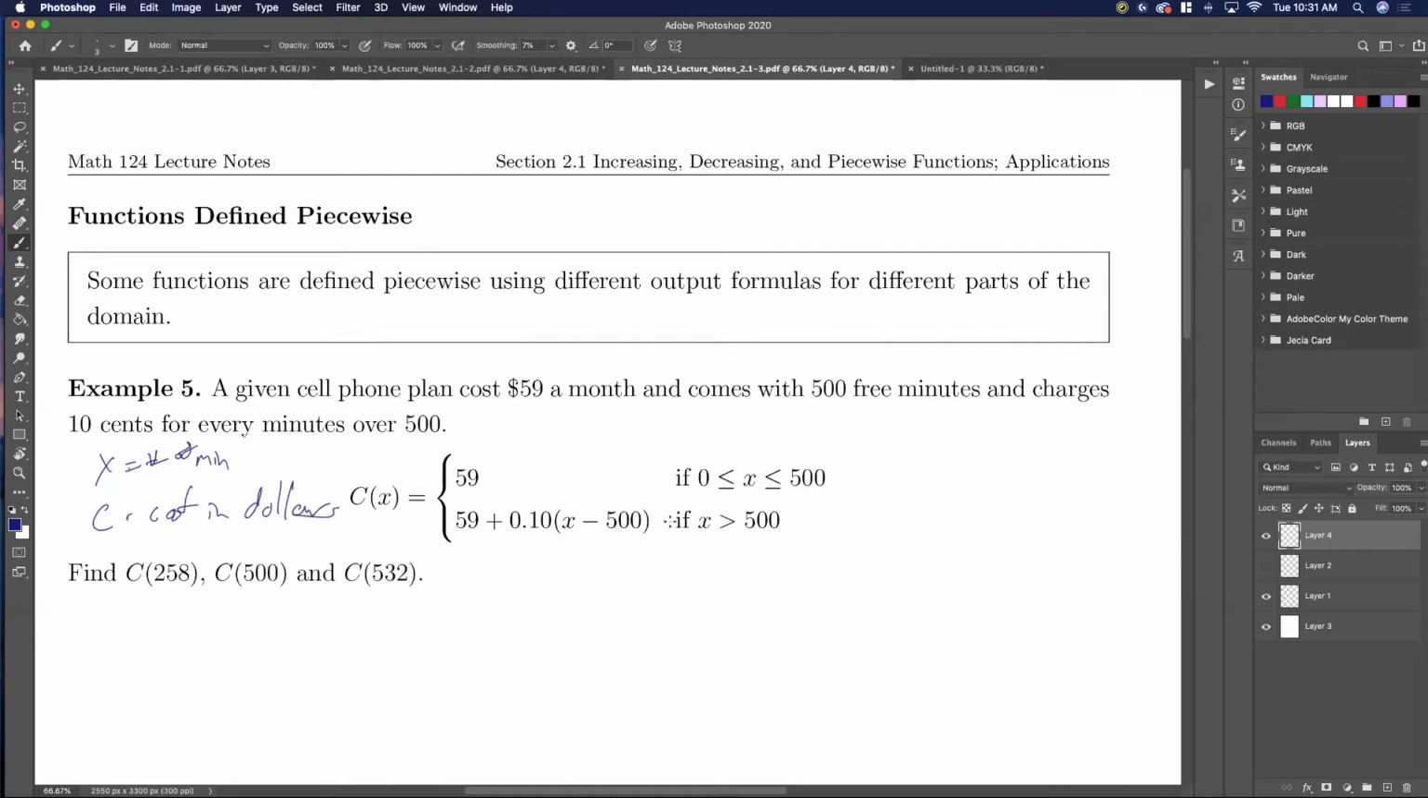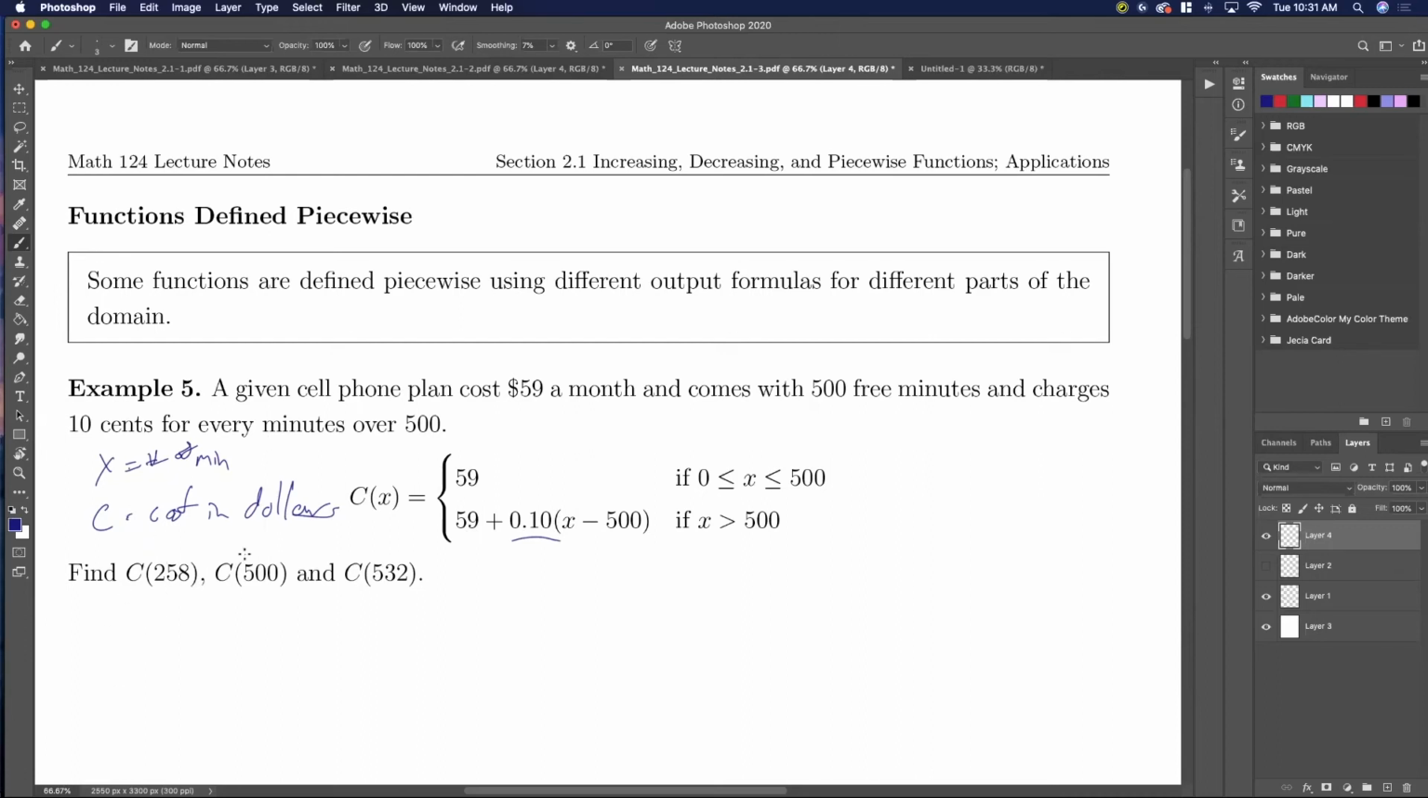And so I develop a function. Between 0, because I can use no minutes, I can have a cell phone plan and just never call anybody for a month, or I can use up to 500, it's going to cost me $59. And then anything above 500, I take whatever minutes I use minus 500, because those first 500 are free, and then I pay 10 cents per minute.